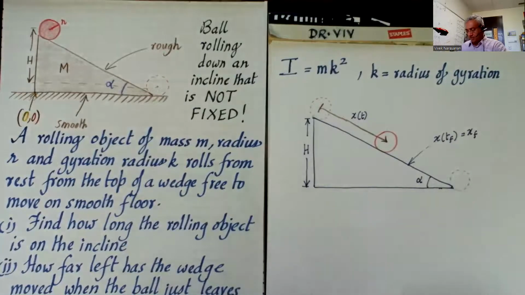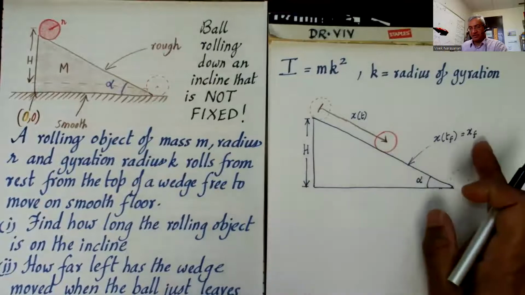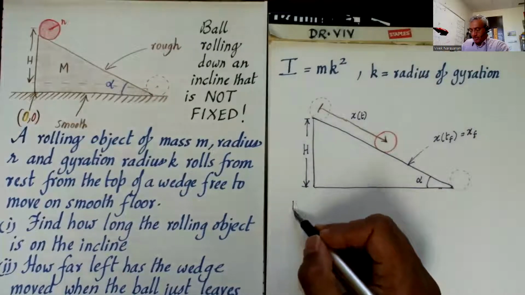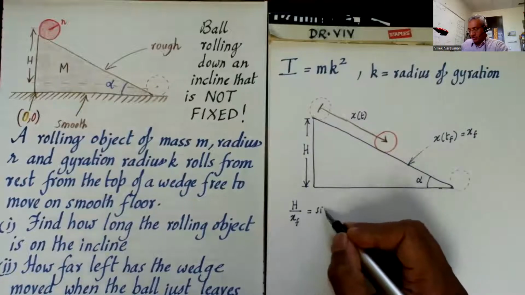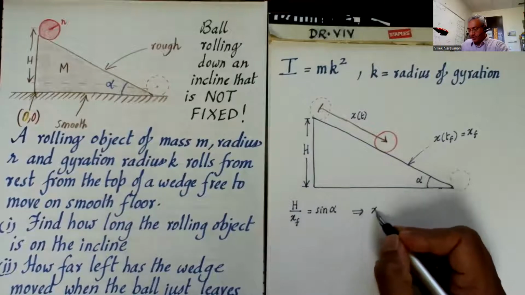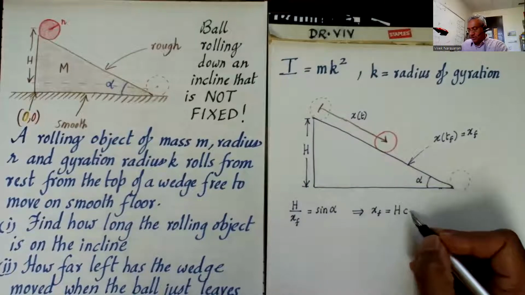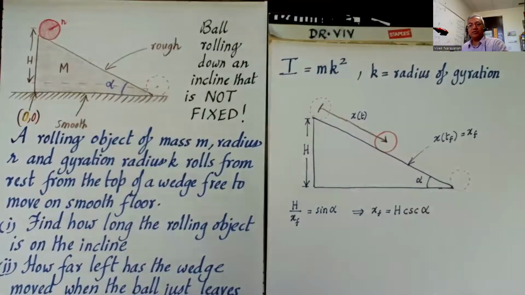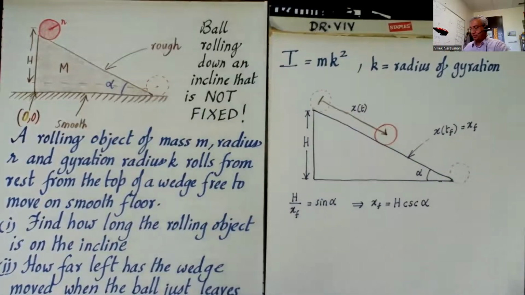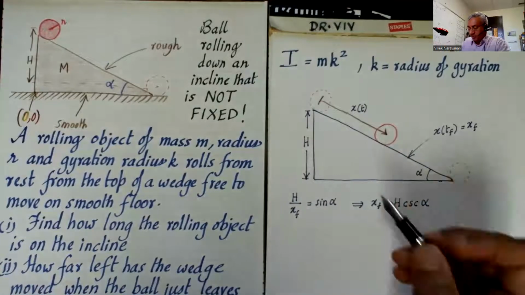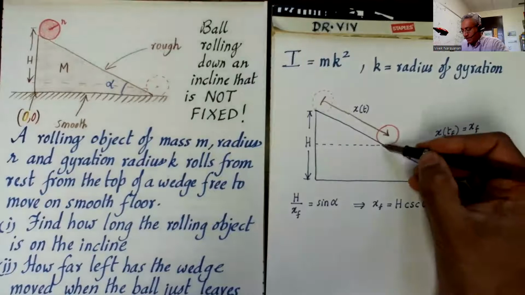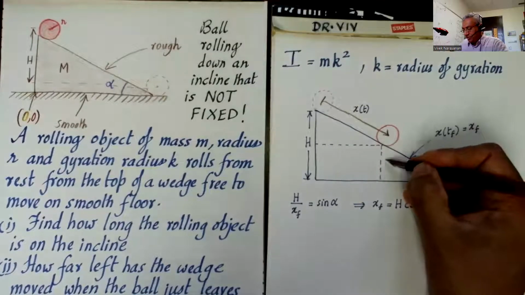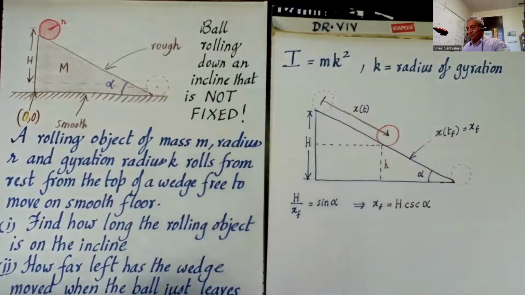Let us immediately find a relationship between h, xf, and alpha. By trigonometry, opposite over hypotenuse is the sine of the angle. So that tells me that xf is h cosecant alpha. So we have that nice relationship. The other thing I would like to do is see where the height of the ball is at the point of tangency. So I'll call that a little h, because the potential energy is going to be measured with respect to little h.